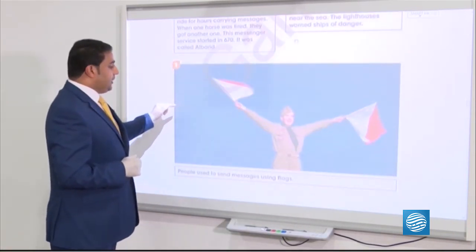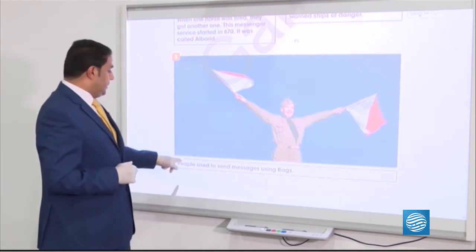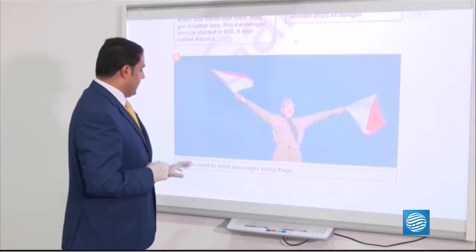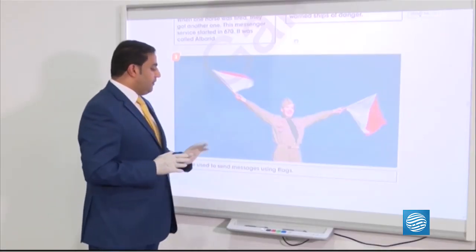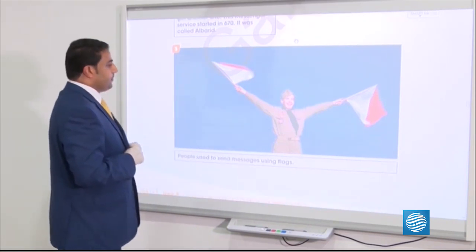Okay, number 3 is flag. People used to send messages using flags. So listen and repeat now. People used to send messages using flags. Again, people used to send messages using flags. الناس كانت تستخدم الأعلام لتوصيل الرسائل.